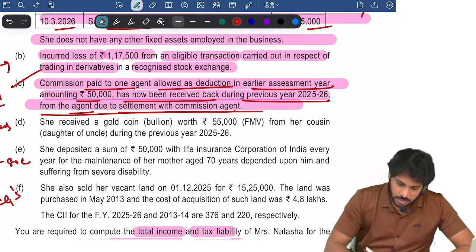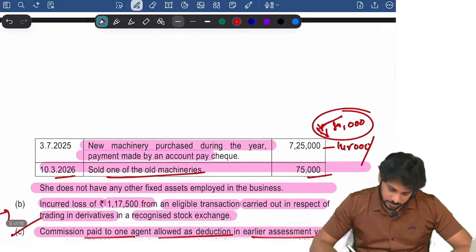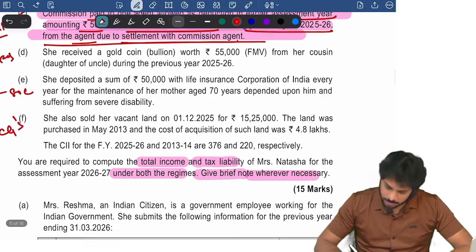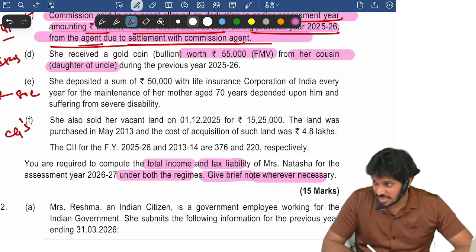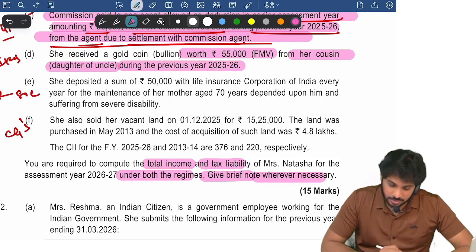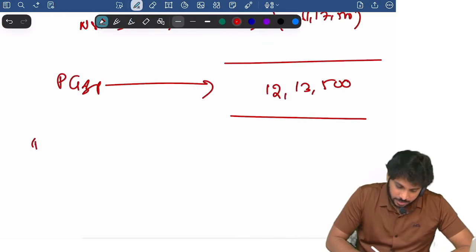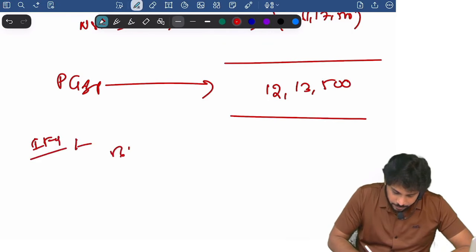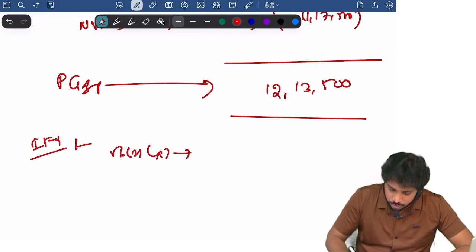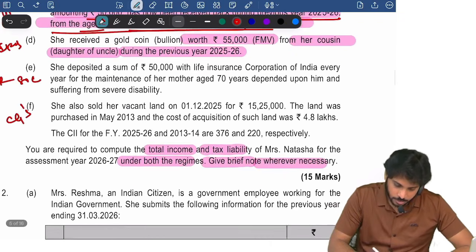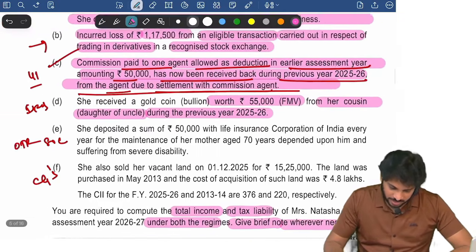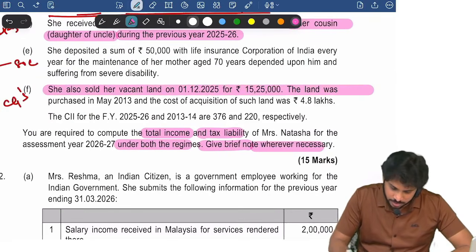Understood? Now if you observe, cumulatively this entire information is considered. Then she received a gold coin worth 55,000 market value from her cousin, daughter of the uncle, not a relative. Yes or no? During the year. Therefore 55,000 is taxable. IFOS, section 56 subsection 2 clause 10, gift of movable property. Yes or no? Fair market value exceeding 50,000. So 55,000 is taxable. That's it. Only one IFOS item. Then capital gains. Okay, this one I should consider.